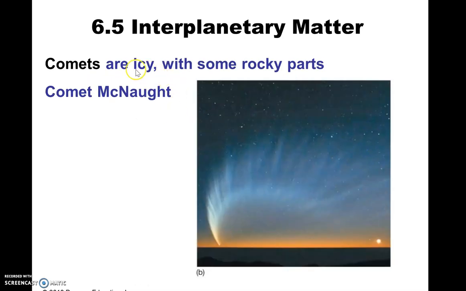So comets, as I mentioned before, are icy material. They tend to come from the outer part of the solar system. They do have some rocky parts. Generally, the rocky parts are at the center of the comet, the nucleus of the comet, and then there's icy material that is surrounding the comet. And really, that's what the tail is when the comet comes in towards the sun.